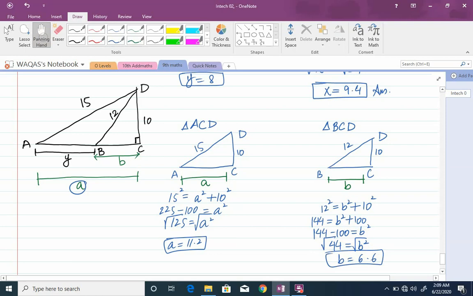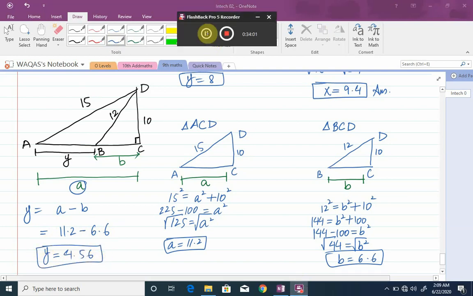To find the value of y, what we need to do, we need to subtract B from A, right? A is total length. If you subtract this part, the leftover part is your y. So A is 11.2, B is 6.6. So if we subtract, it will be 4.56, and that is your answer.